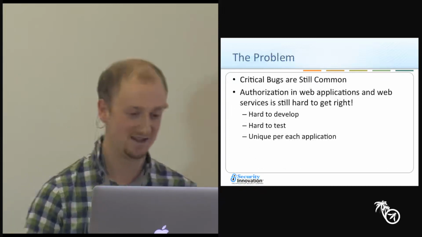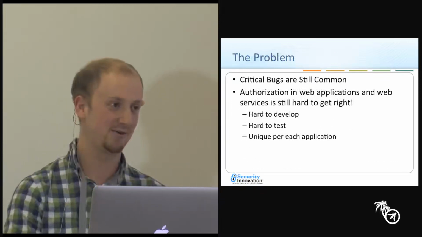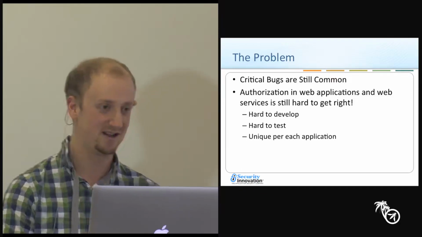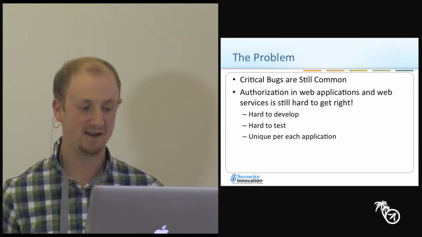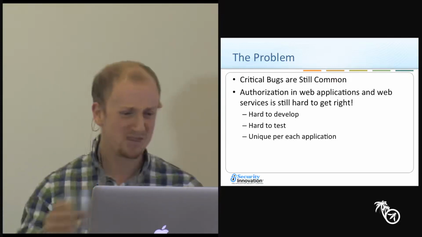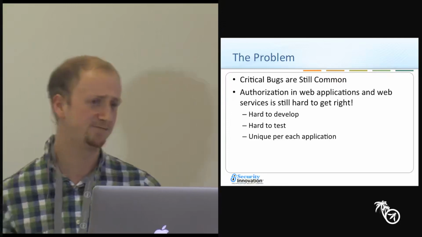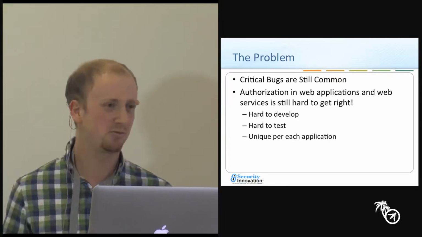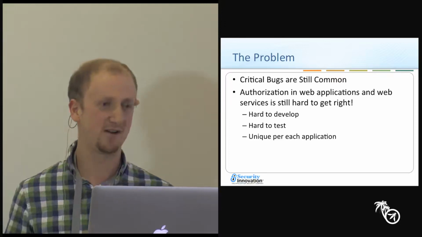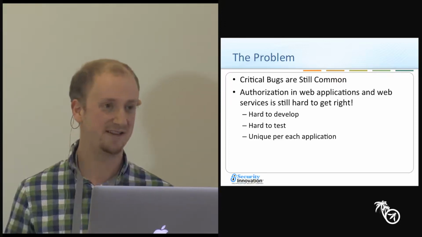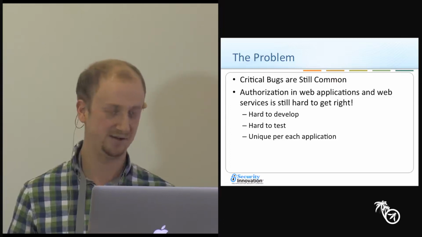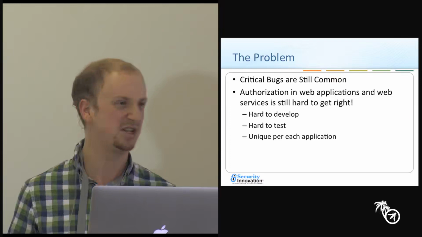So what's the problem? The problem is that critical bugs are still very common in web applications and web services. And the ones I'm going to focus on today are the authorization bugs. The reason authorization is still so common is because it's still really hard to get right. It's hard to develop for, it's hard to test, it takes a lot of time, and it's going to be specific to each unique application, which makes it hard to choose the right decisions up front that are generic.